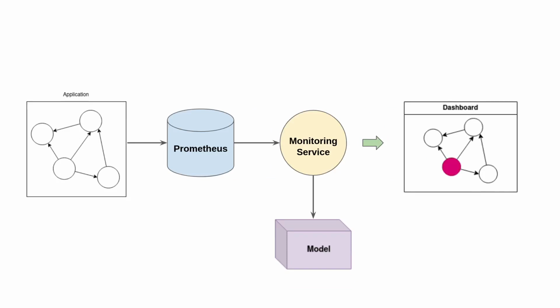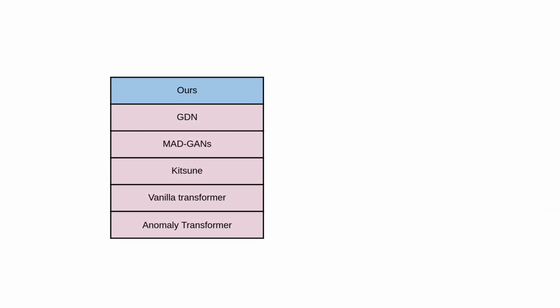When an anomaly is detected, the model raises an alert, allowing developers to react proactively and address the issue before it affects the system's performance. With this intelligent anomaly detection system, we can now quickly identify and resolve performance issues in our microservice architecture, saving valuable time and resources. We also compared our model with openly available state-of-the-art machine learning models consisting of both reconstruction-based and forecasting-based, and our model showed promising results.